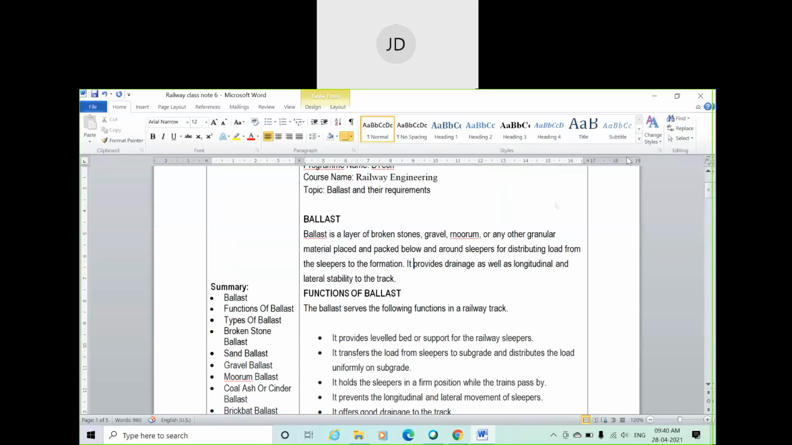Now, so what is the basic definition of ballast? Ballast is a layer of broken stone, gravel, or any other granular material placed and packed below and around the sleeper for distributing load from the sleeper to the formation. And it provides drainage as well as longitudinal and lateral stability to the track.